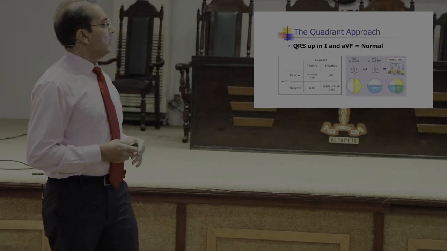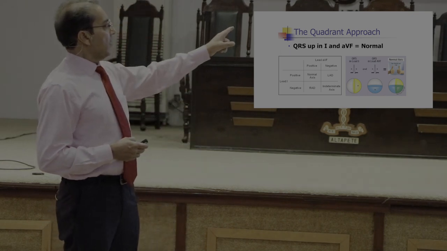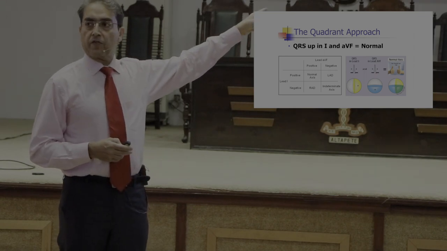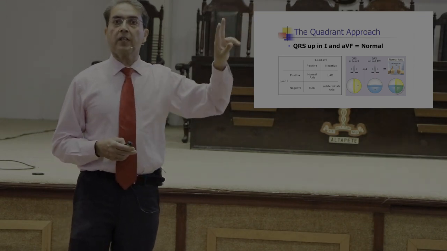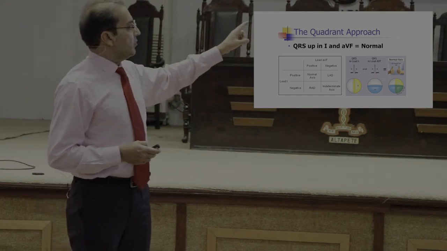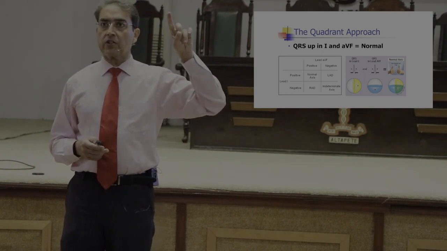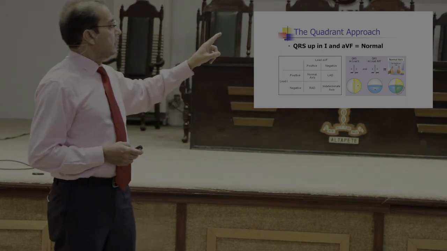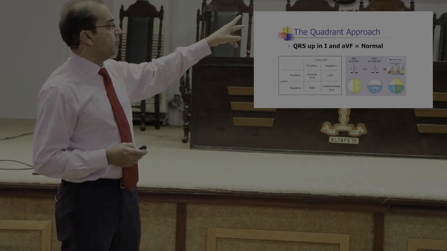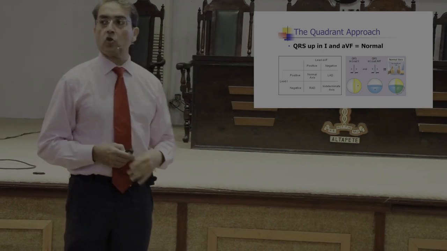Now, this is the quadrantic approach. You see, on the left, there is lead 1. On the top, there is lead AVF. These two leads are important in calculating the electrical axis. Now, if lead 1 is positive, what does positive mean? It shows an upward deflection. And lead AVF also shows an upward deflection. If both are up, both are positive, the electrical axis is normal.